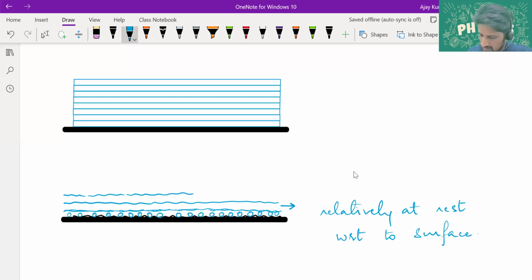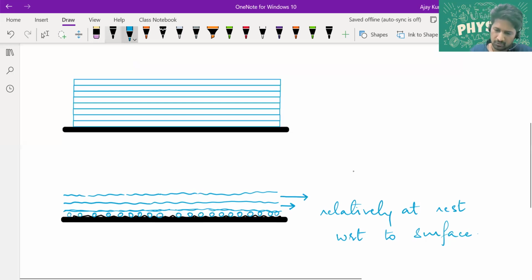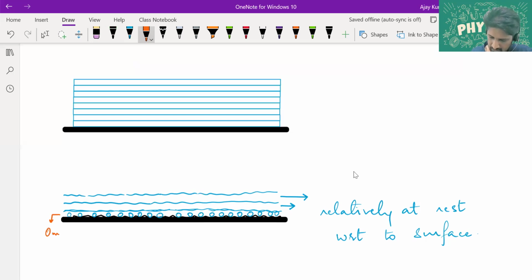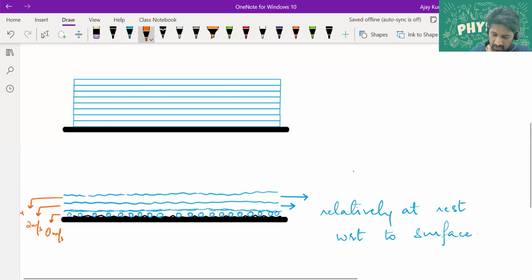So consider the third layer of fluid like this. With respect to the second layer, the third layer can be sliding. That means with respect to the ground, the third layer will have an even greater speed. For example, suppose the first layer is at rest. Rest means 0 meters per second. Let's say the next layer flows at 2 meters per second. So with respect to the first layer, the second layer has a relative velocity of 2 meters per second. Now with respect to the second layer, the third can have a relative velocity of 2 meters per second. That means its actual velocity becomes 4 meters per second.